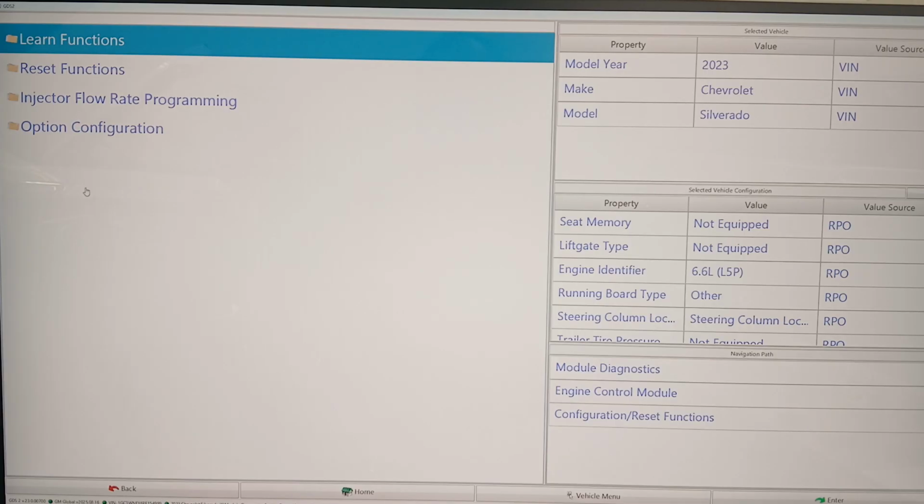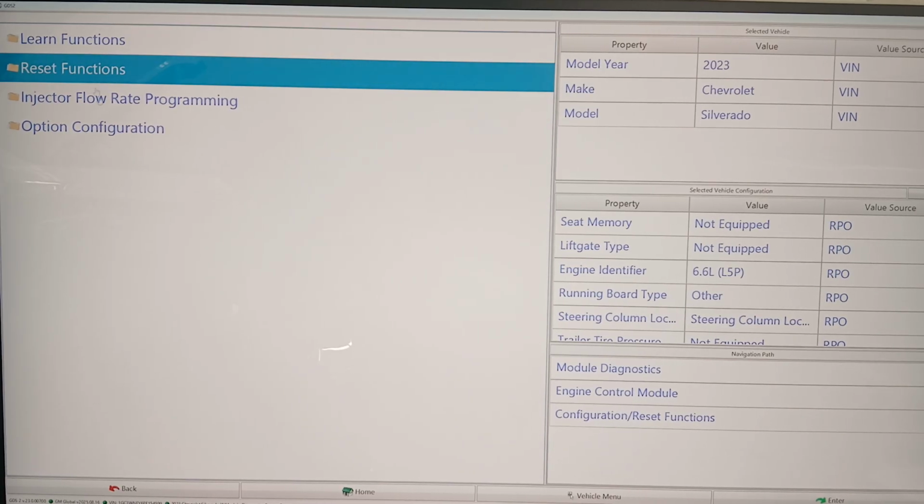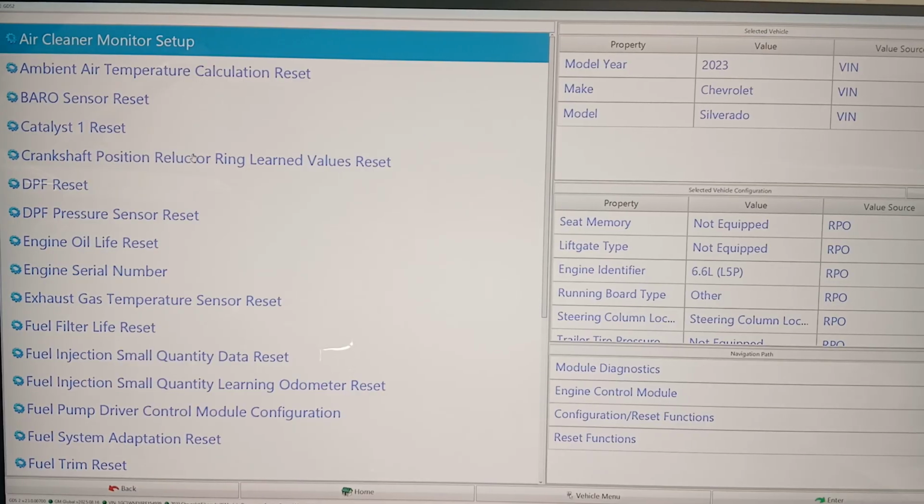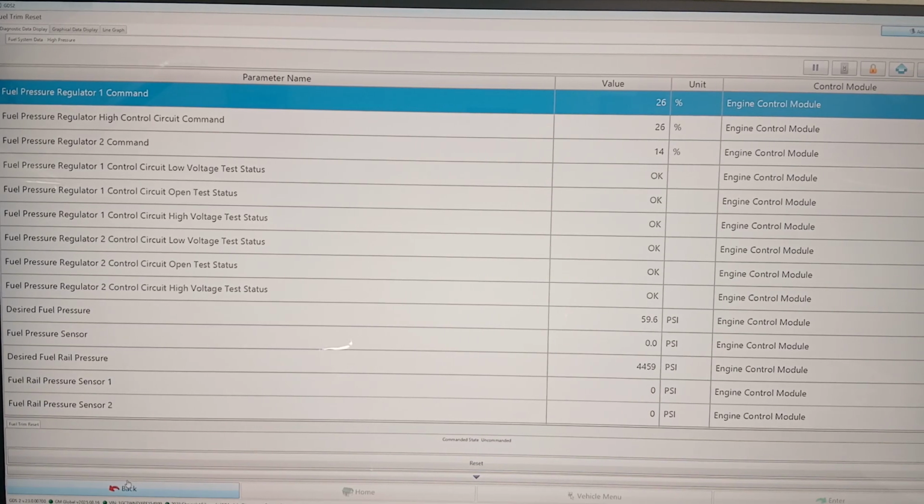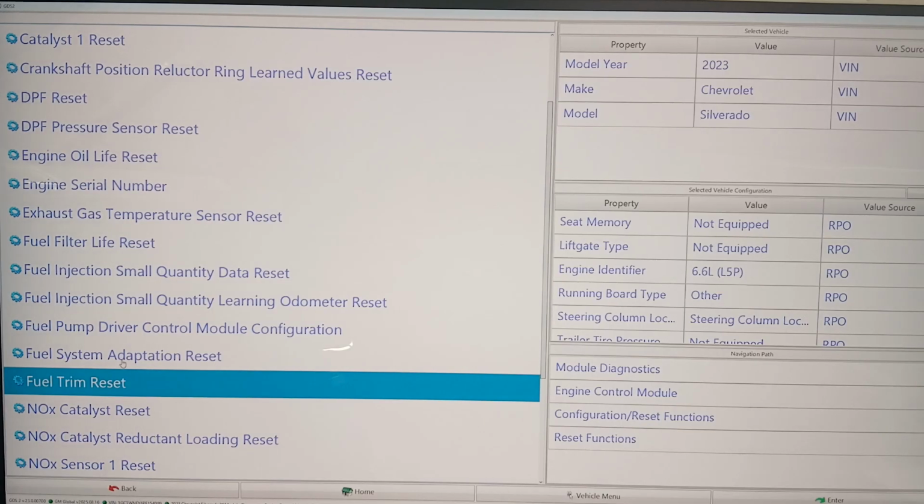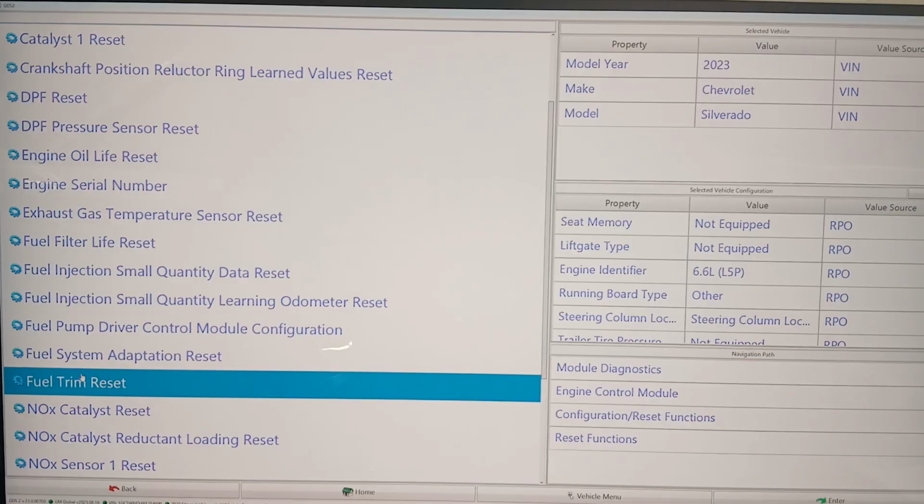So there's one thing I'm going to have to do, but let's look at our reset functions and see what we have available to us. Anytime I change anything in the fuel system, here's some things I'm going to want to do, and this is just me personally. I would do my fuel trim reset, which we're actually not going to do on this truck because there's nothing wrong with it. It's already learned its fuel injectors and it runs really well. I would do my fuel trim reset. I would do my fuel system adaptation reset.